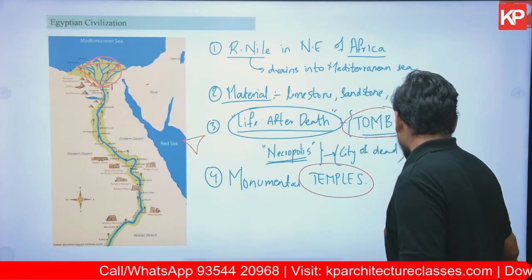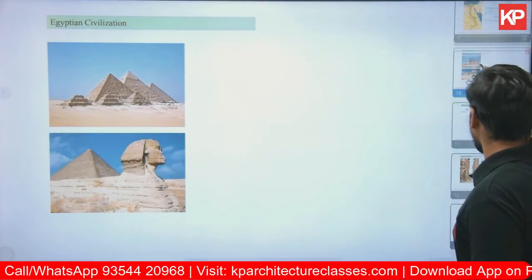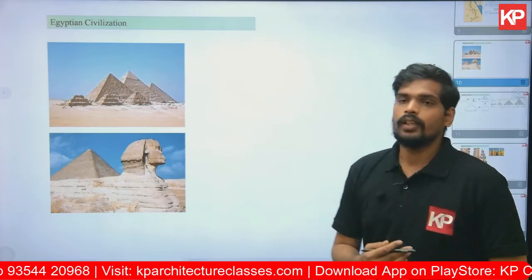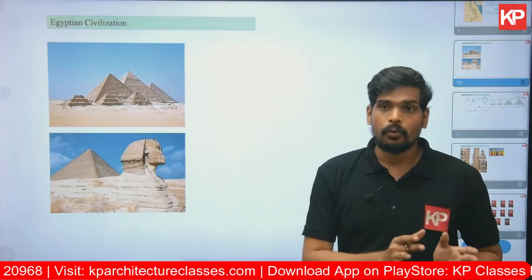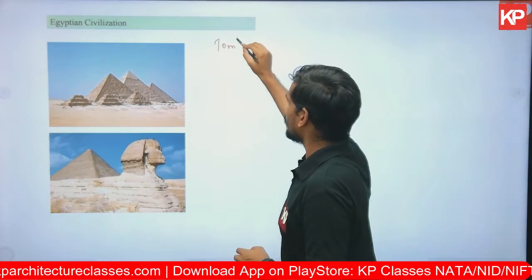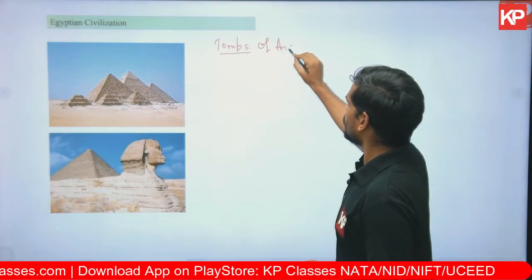Let us, with this understanding, move on into the buildings. Let us try to get an understanding of the important buildings of ancient Egypt. So as I told you, we'll look into the details of the tombs and temples. First, let us understand the details of the tomb structures. Tombs of ancient Egypt.